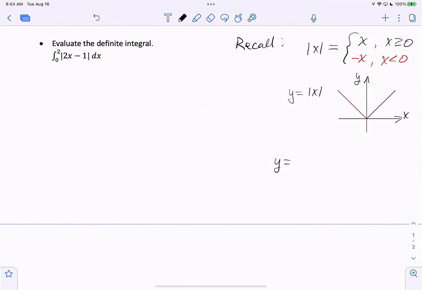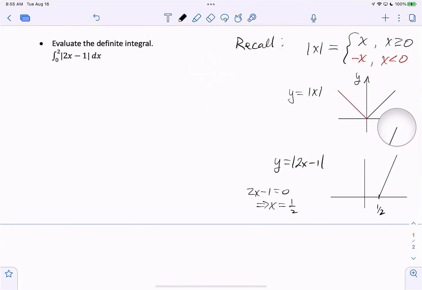If we consider y equals the absolute value of 2x minus 1, I think visualizing is helpful. I want to be able to visualize the graph. And in order to know where the vertex is, I want to take what's inside the absolute value and set it equal to 0. So 2x minus 1 is equal to 0 implies that x is equal to 1/2. And so where x is 1/2, I know that's where the vertex of the graph is going to be. And then the 2 in front of x tells me that this is going to have a steep slope, right? So it's got a slope of 2 instead of 1. And likewise for the left branch of it.